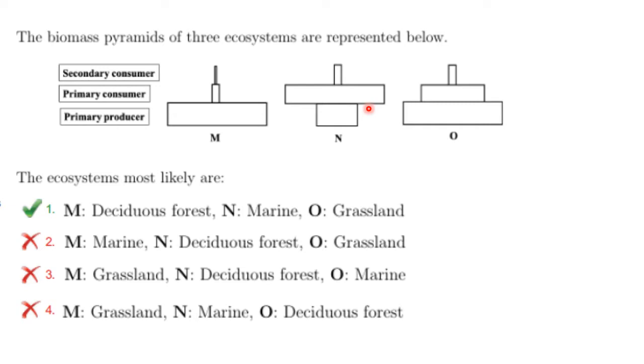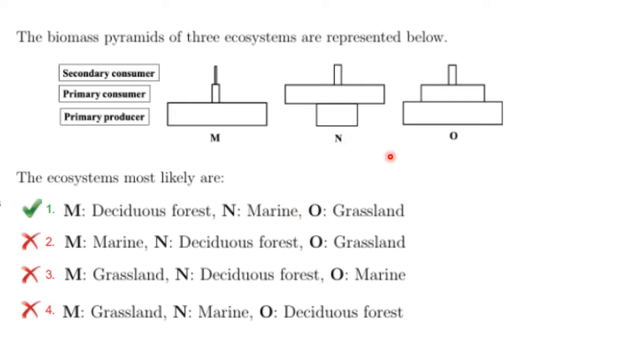Then next one, they have told N is marine. The marine community produces an inverted pyramid of biomass. That is because the producers are unicellular algae which divide so rapidly that a small biomass can support a much larger biomass of herbivores. So the primary producer in the marine ecosystem is algae, and a small number of algae is enough to support a large number of herbivores, that is primary consumers. So the marine ecosystem has an inverted pyramid of biomass.